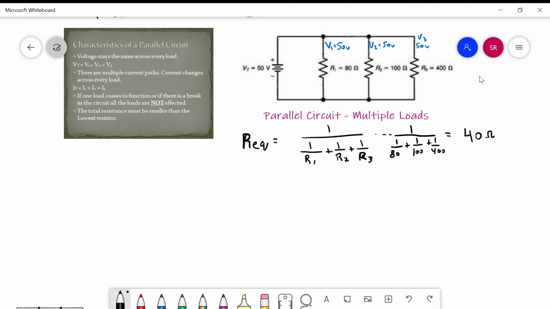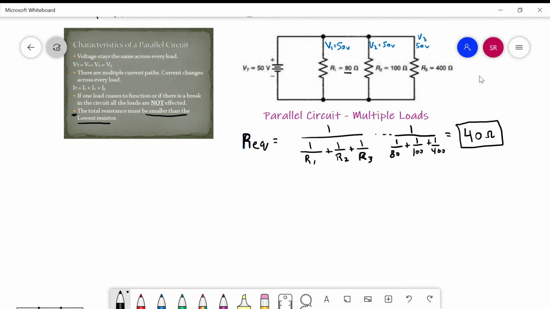40 ohms. Now this makes total sense. Why? Because we know parallel circuit facts. A parallel circuit fact says the total resistance must be smaller than the lowest resistor. The lowest resistor here is 80 ohms, so my REQ is going to be lower than 80 ohms. Then I got 40 ohms, so I know I'm on the right path.